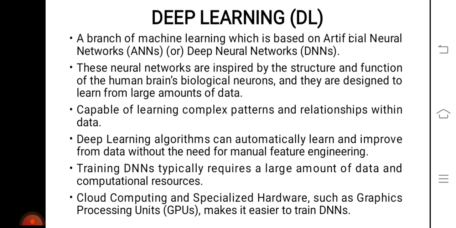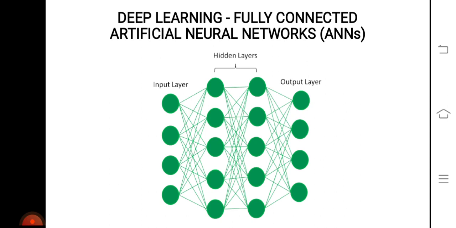In Colab, we select GPU for processing, not CPU. CPU has low computation power. GPU, graphics processing unit, is used to train our deep neural network. Here, see the input layer and output layer, with more hidden layers. This is an example of a fully connected artificial neural network.